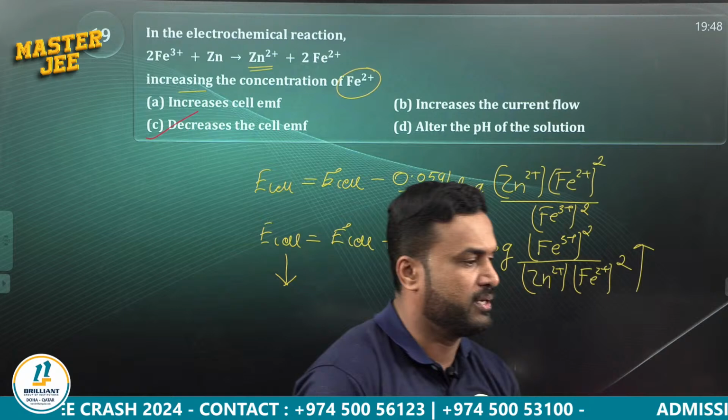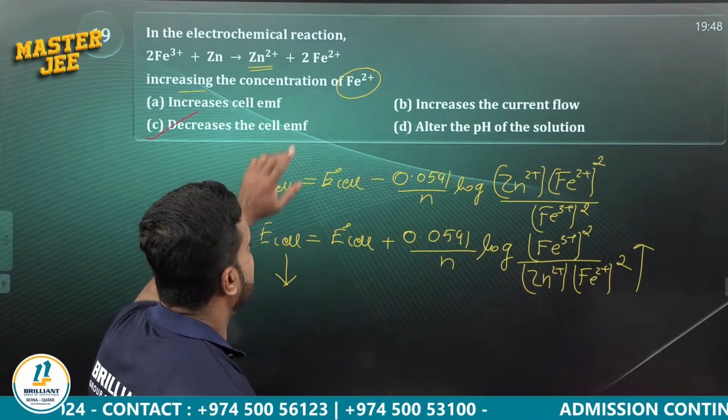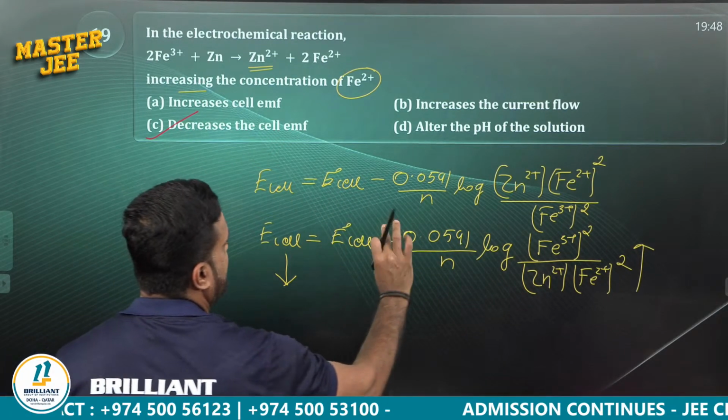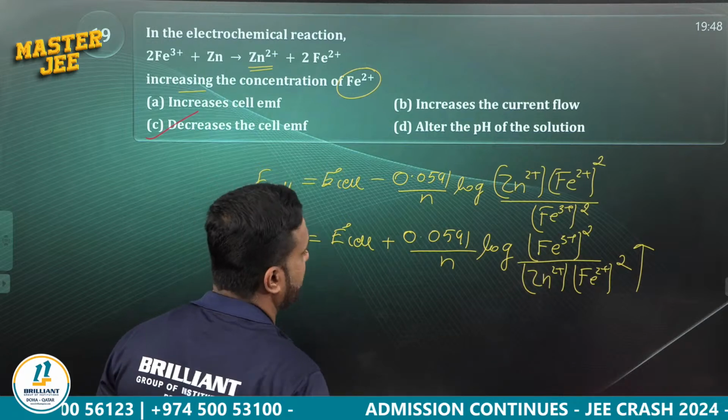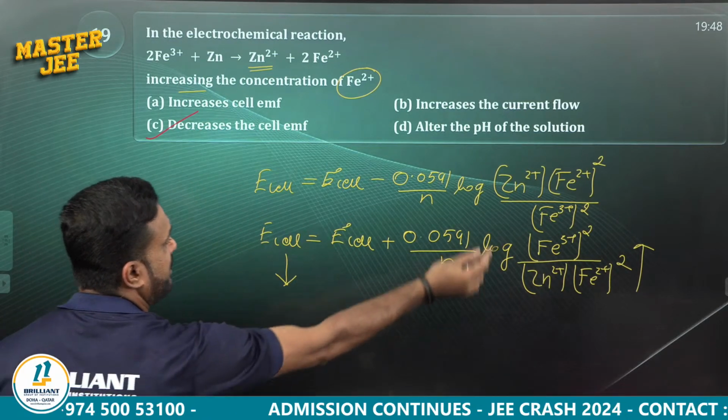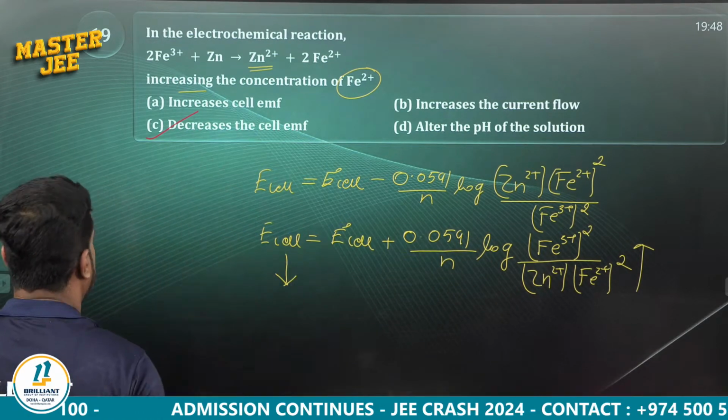So the right answer is which one? C. Yes, correct. It decreases the EMF. This is the way you can remember: if you change the sign over here, it will be inverse. So when that one increases, this one decreases. So the right option is C.